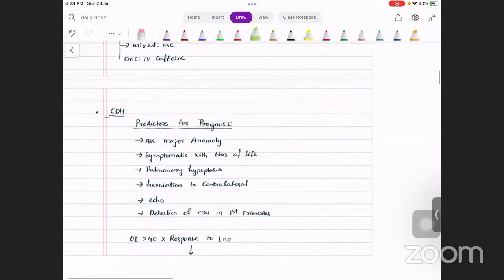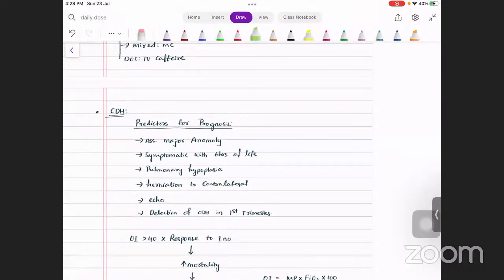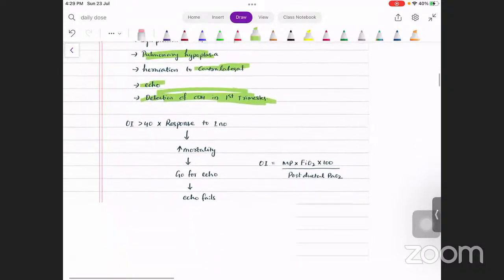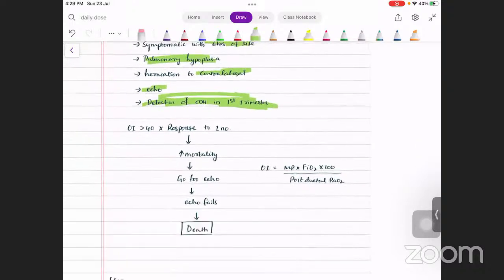And apart from that, congenital diaphragmatic hernia. The predictors of prognosis are associated major anomaly, symptomatic within 6 hours of life, pulmonary hypoplasia, herniation to the contralateral side, and detection in the first trimester. An oxygenation index of more than 40 and lack of response to inotropes mean an increase in mortality.